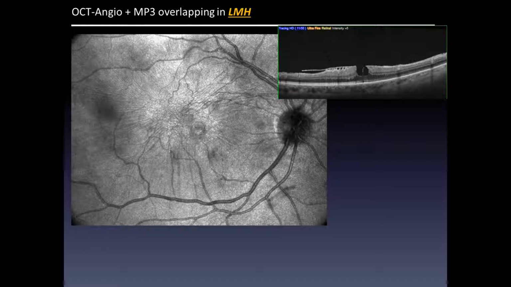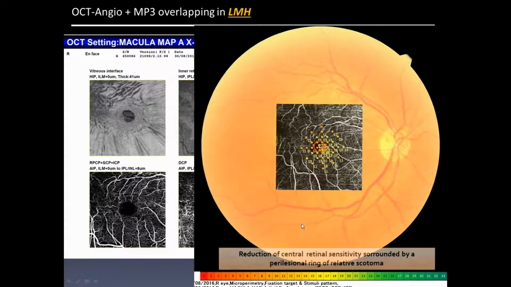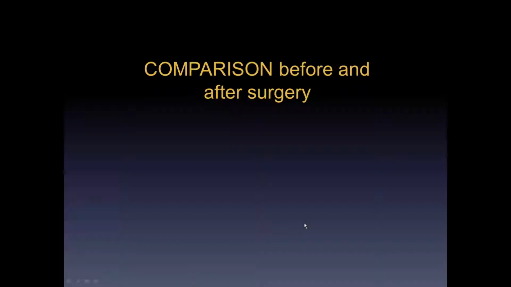What about the lamellar macular hole? Of course, the behavior of the lamellar macular hole is completely different. You see the typical aspect of the macular hole, with a peak of the signal less than in a complete macular hole. And this is the microperimetry. You see a relative scotoma surrounded by a perifoveal ring of relative scotoma. You see this difference: it is not a very deep scotoma like in a macular hole.